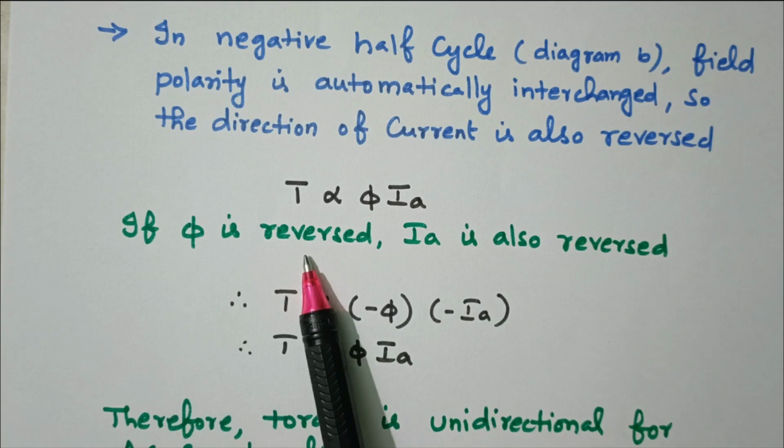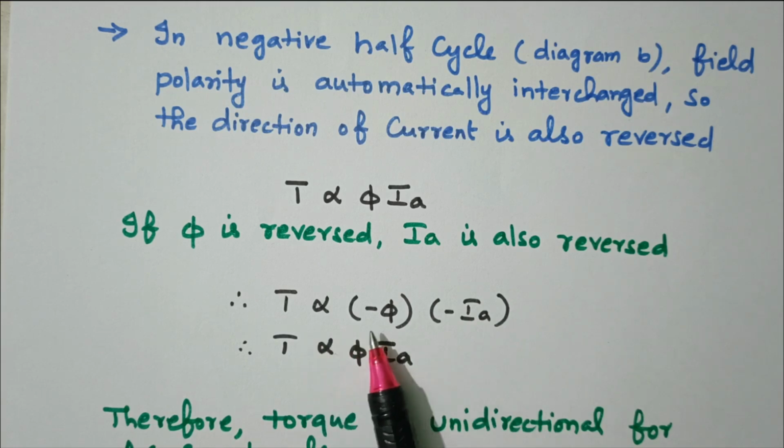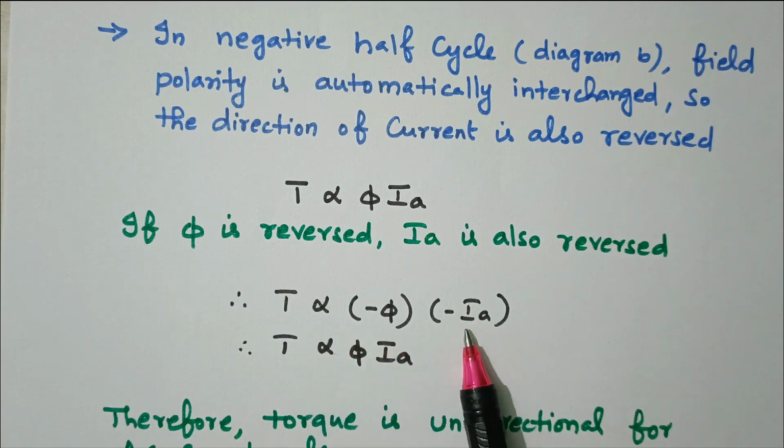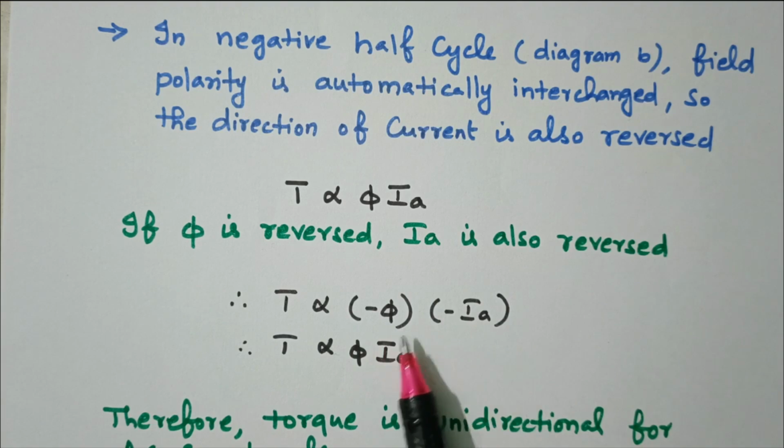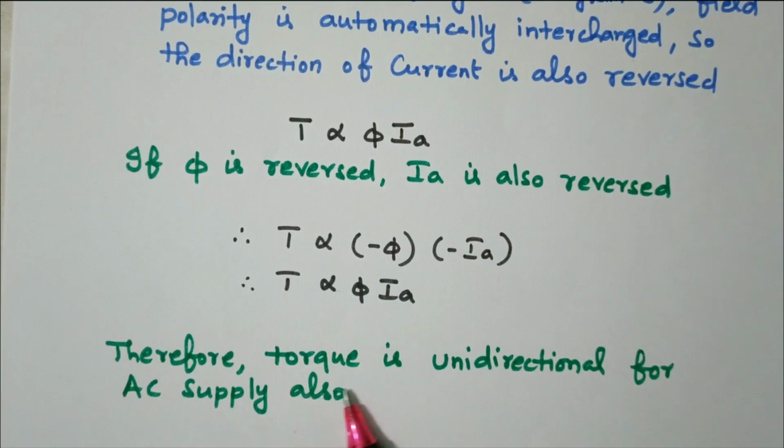Suppose if Φ is reversed, Ia is also reversed. So what will happen? T is directly proportional to minus Φ into minus Ia. So the negative appears two times, so it becomes Φ Ia. So what is the meaning? Therefore, torque is unidirectional for AC supply also. So with the DC supply we are getting the unidirectional torque, and for AC supply also we are getting the unidirectional torque.